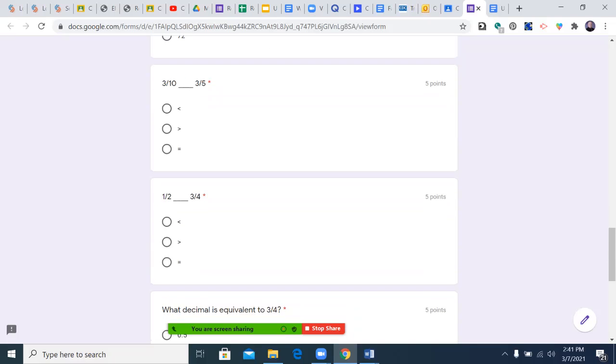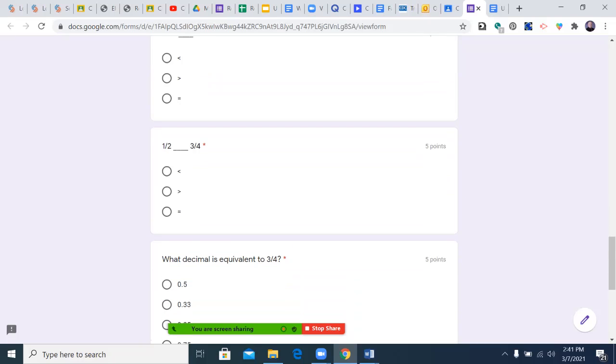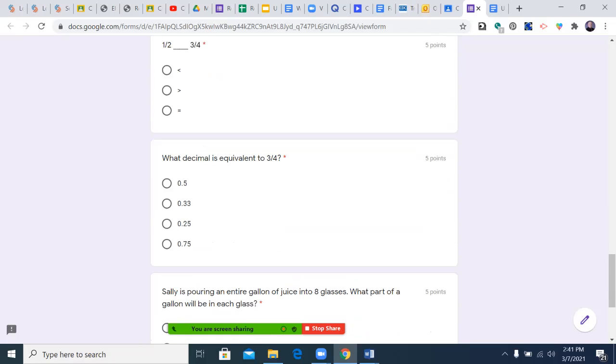Next question. You're going to select less than, greater than, or equal to, to fill in 3/10 compared to 3/5. Next question. You're going to select less than, greater than, or equal to, to compare 1/2 with 3/4. You may pause the video and unpause the video when you're ready.